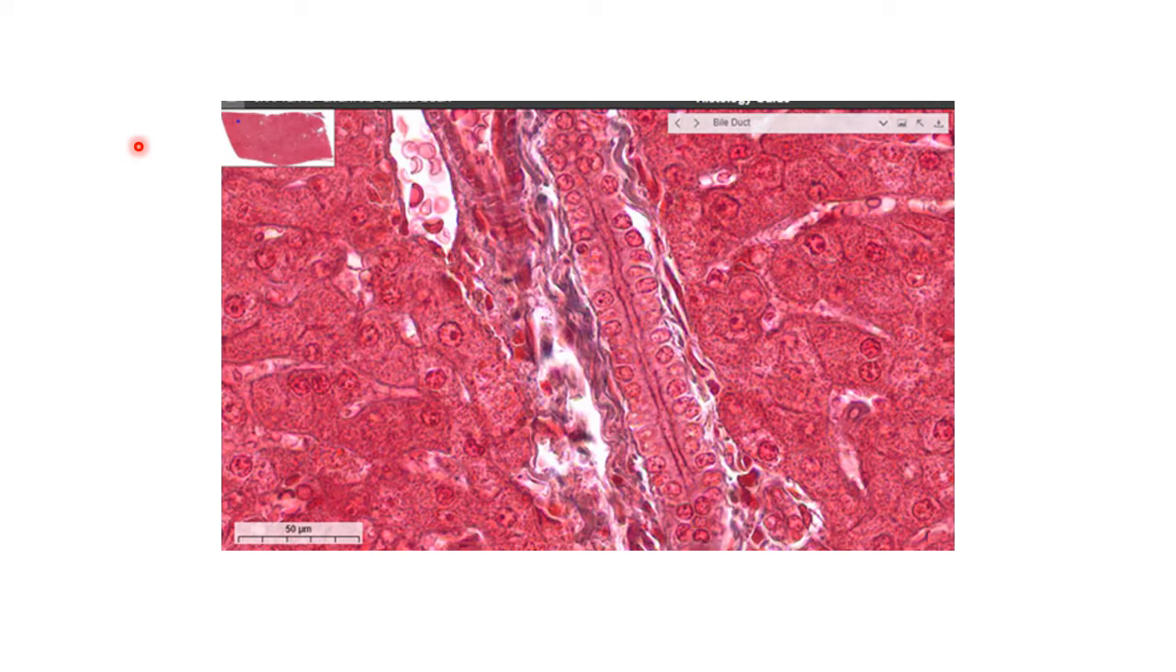Again, this is a longitudinal section of a bile duct in the portal area, and we can see here the cholangiocytes, these cuboidal to low columnar cells lining its lumen.